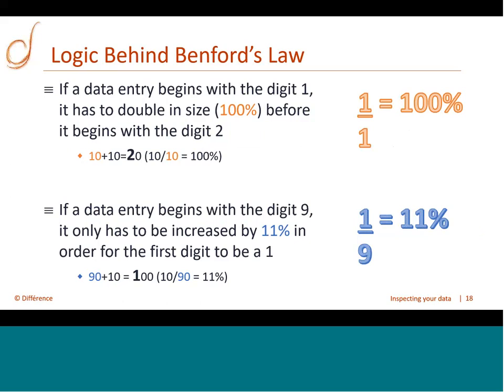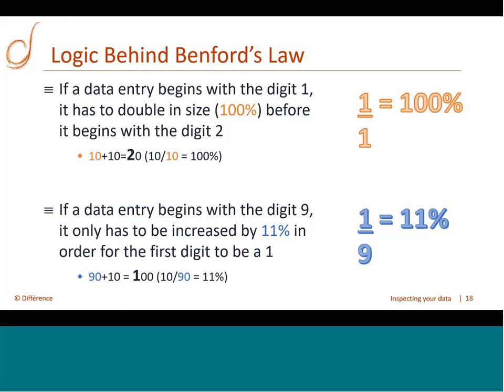What's the logic behind the law? The logic is the following. If we have a data entry that begins with the digit 1, in terms of proportion, it has to double in size before it begins with digit 2. So for example, if I have a value of 10, then for that number to begin with the digit 2, which is 20, I have to add 10 to it, so it's a 100% increase there.